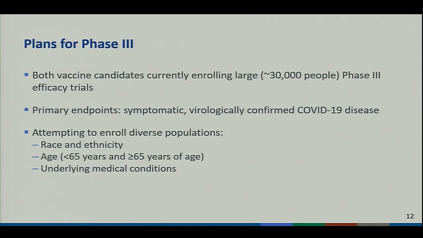Both companies reported their plans for phase 3 clinical trials. Both are currently enrolling large phase 3 efficacy trials with goals of enrolling around 30,000 individuals. The primary efficacy endpoints for both trials are symptomatic, virologically confirmed COVID-19 disease, and both vaccines are attempting to enroll diverse populations, which includes racial and ethnic diversity, as well as age and underlying medical conditions. Next slide.